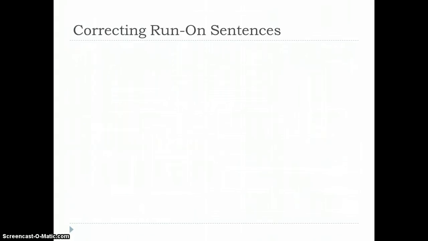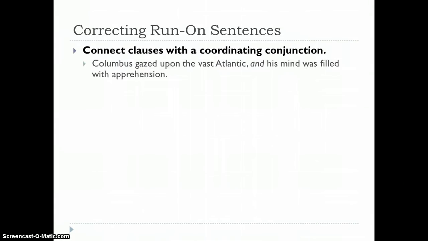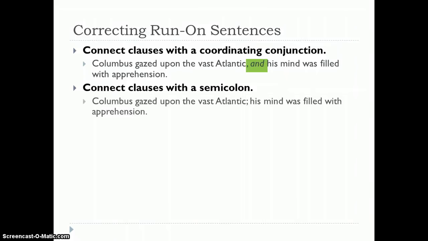Here's how to correct run-on sentences. We could connect our two or more independent clauses with a coordinating conjunction and a comma. So if we were going to take that same sentence, we could add in the conjunction and put a comma before it and make a complete sentence, and the sentence is a little bit more clear. We see how those clauses are related. We could use a semicolon because you can separate two independent clauses with a semicolon. So here is that same sentence with a semicolon.